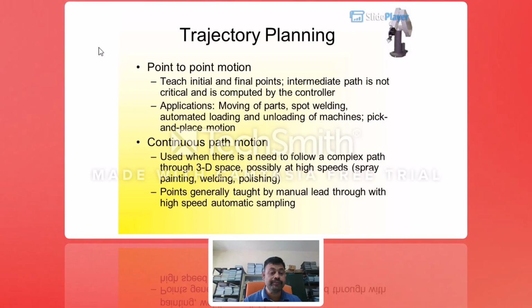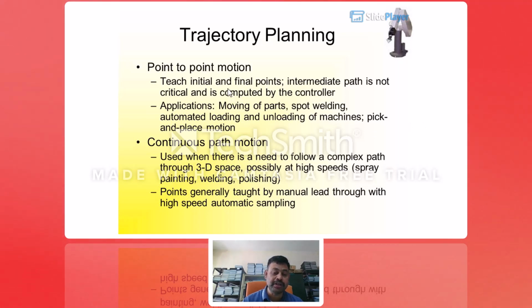In trajectory planning now, there are two types: point-to-point motion and continuous motion. In point-to-point motion, teach the initial and final points; the intermediate path is not critical and is computed by the controller. Just the initial and final points are required. From the initial point it will start and stop once it reaches the final point. A typical application is moving parts, which means material transfer. We studied this in applications, so this is what I asked as the application prerequisite for better understanding of trajectory planning. Spot welding, automated loading and unloading, pick and place: here they are using point to point.